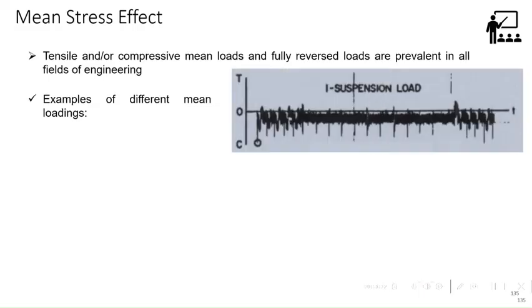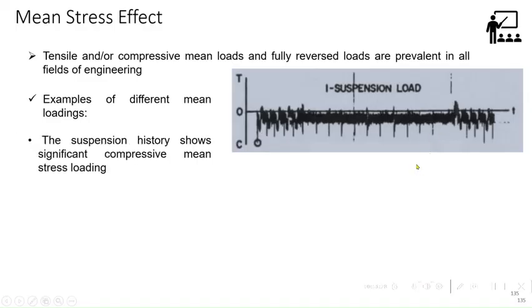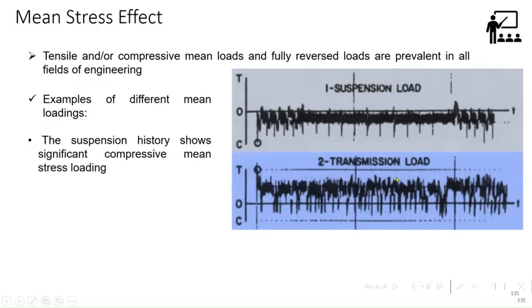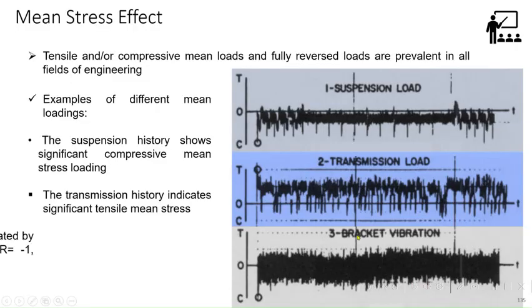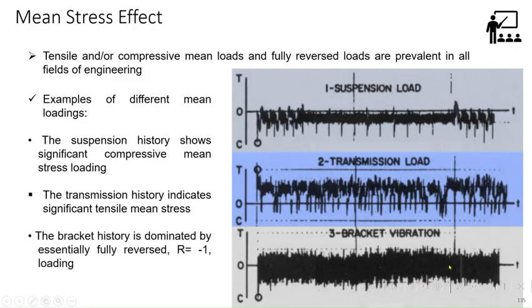So tension or compressive mean loads and fully reversed loads are prevalent in all fields of engineering. An example of different mean loads: if you take the suspension of an automobile vehicle, you do get fluctuation, something of course crossing 0, but there are fewer of them compared to the large number of stresses. The range is minimal, I mean on the negative side. So it is mostly compressive. If you talk about transmission load, again some of them cross into positive, but the majority of them are in the positive. So it will be positive mean stress, and in some cases like bracket vibration, R is equal to -1, where mean stress is 0.